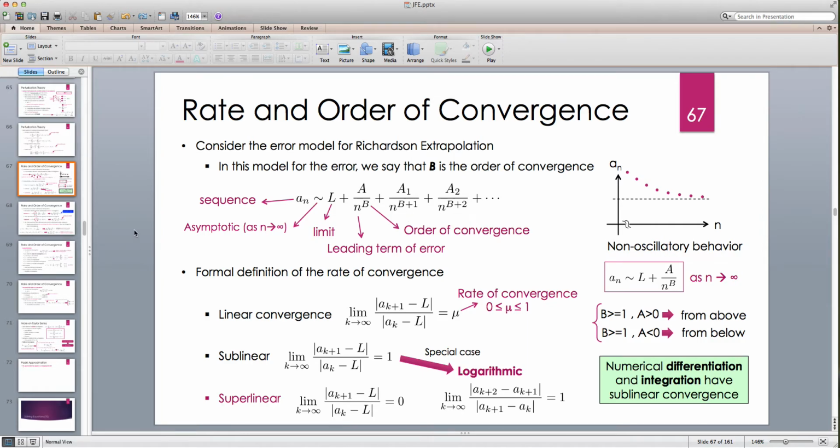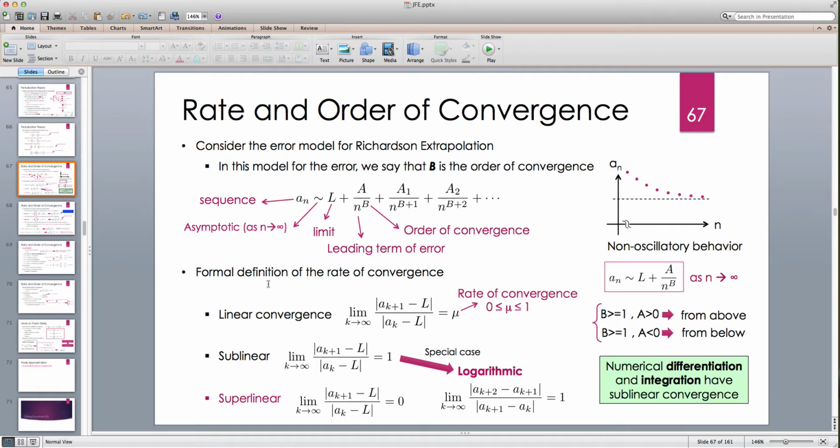And we also discussed that when we apply a first order Richardson acceleration, what happens is that we get rid of this first leading term, and then the next term, n to the b plus 1, becomes the leading term of the error. So the order of convergence increases, which means that now the error goes to 0 faster, or the new sequence goes to the same limit faster. That's why we say that the Richardson transformation actually accelerates the convergence.